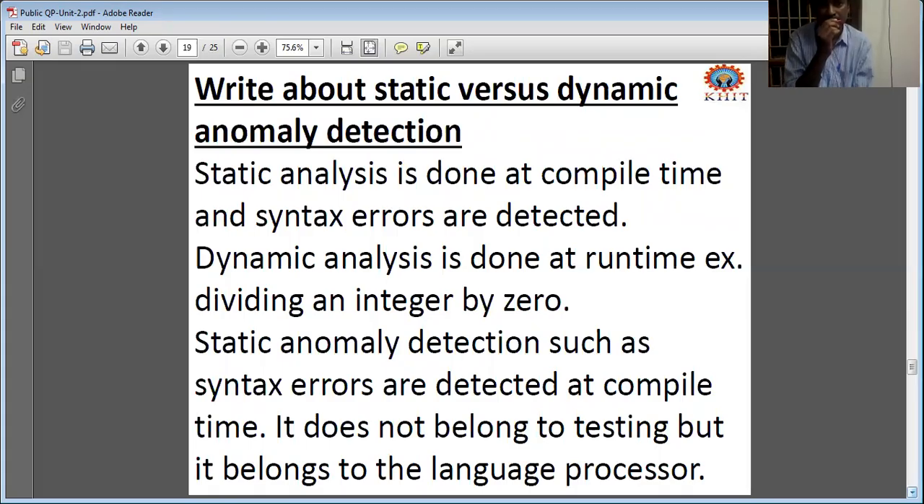Dynamic analysis is done at runtime. Example, dividing an integer by 0. Static anomaly detection, such as syntax errors, is detected at compile time. It does not belong to testing, but it belongs to the language processor.